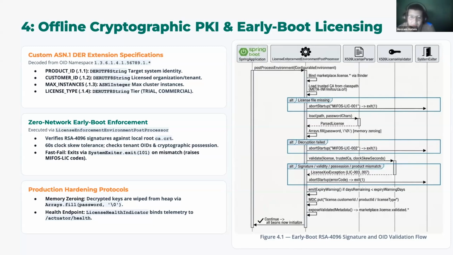It decodes the custom ASN.1 extensions under our private enterprise OID namespaces. It verifies product ID, customer ID, max instances, and license type with a 1-minute clock skew tolerance. If validation fails, the system fails fast immediately and logs structured error codes. To prevent memory inspection attacks, decrypted password character arrays are wiped using finally blocks, while the health actuator reports live license health telemetry.